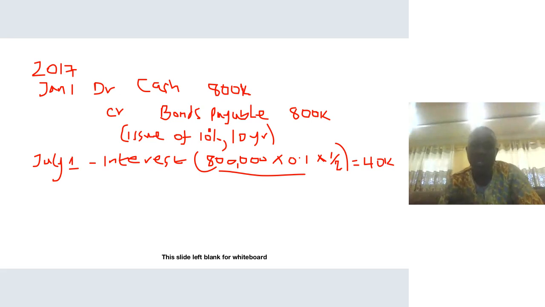Because the company is paying, it means that we are spending cash. Remember, cash has a normal debit balance where the increase is debited, but the decrease is credited. So the accounting entry to make is that we debit the bond interest expense.